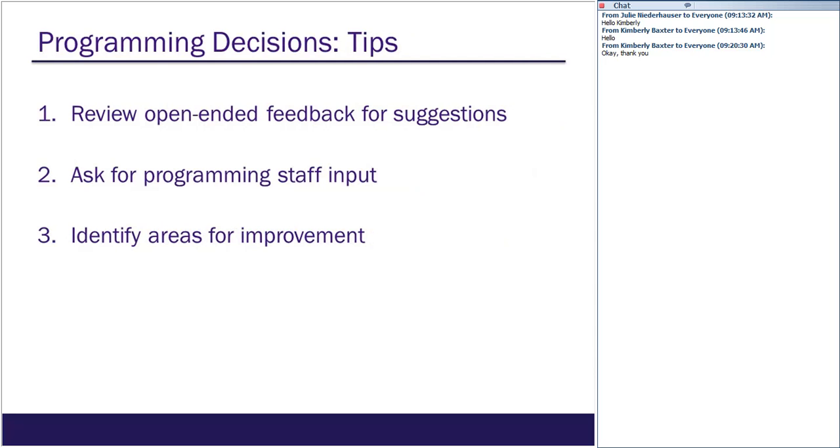When you're thinking about programming decisions, reviewing that open-ended feedback for suggestions is a real boon for you. This can be a great way to get insight into what can be improved. Ask your staff for input, the programming staff. Involve them in the process. They might have insight, but they can also benefit from reviewing the results and thinking about what could be improved or changed from what they've read. Think about what areas you can improve. This data presents an opportunity to make improvements based on actual patron feedback, not just gut instinct.